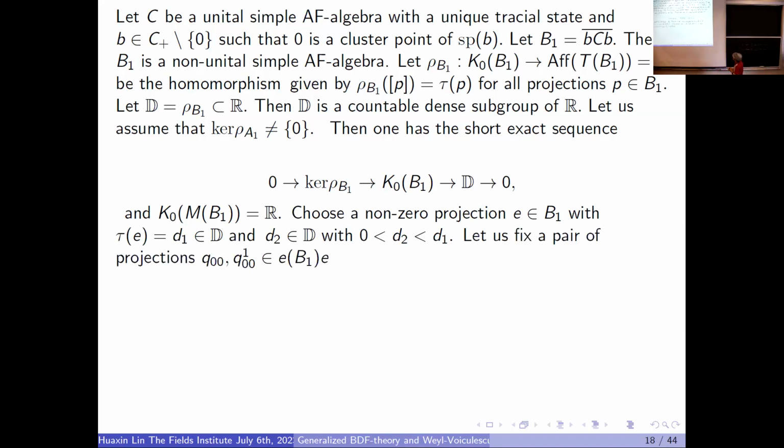You know, you're making us work very hard on certain things that you mentioned. For instance, that B1 also has a unique trace. B1 has a unique trace. I know it's true, but I'm sorry. So that's where you are. So A is simple. So B1 is stably isomorphic to B. Well, that's non-trivial theory.